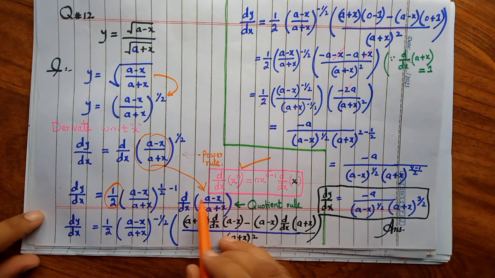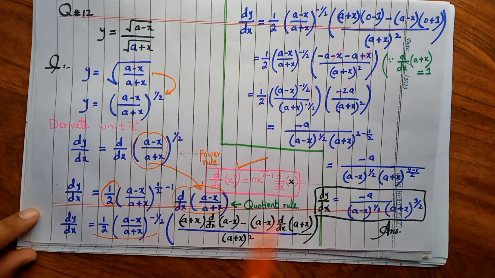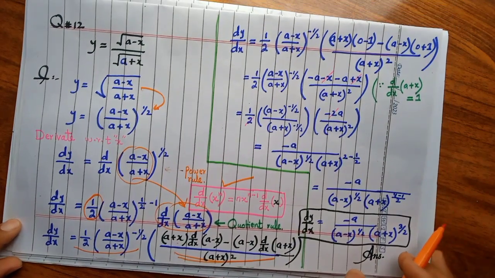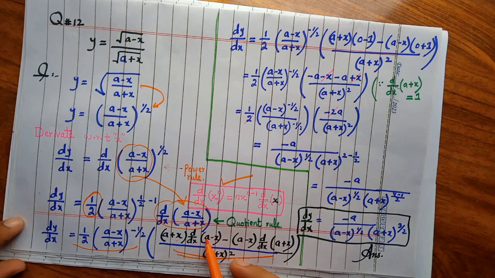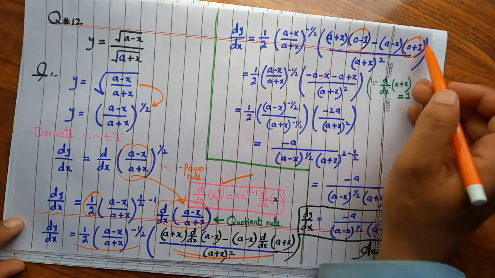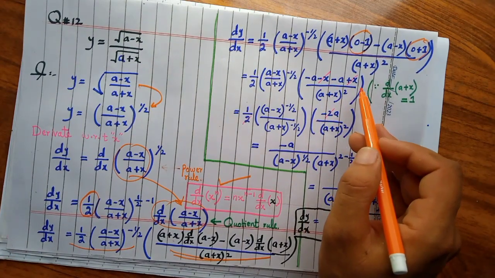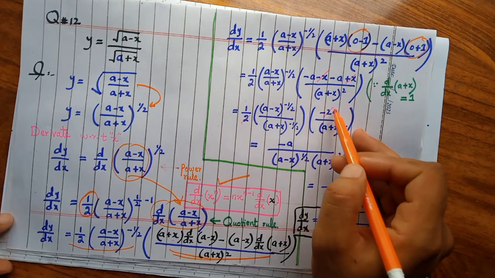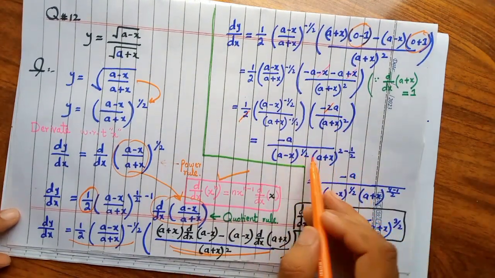So here on this value we will apply the quotient rule because this is in the form of a division. So this value will be the same, and we will simply solve this portion of the question. Here we have applied the quotient rule. So the derivative of a will be 0, the derivative of x will be equal to 1, so this expression will be minus 1 and this will be positive 1. So positive x and minus x will cancel out. So minus a and minus a will be equal to minus 2a, and 2 will cancel out with 2. So this is the final expression.